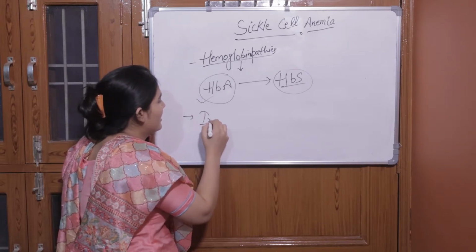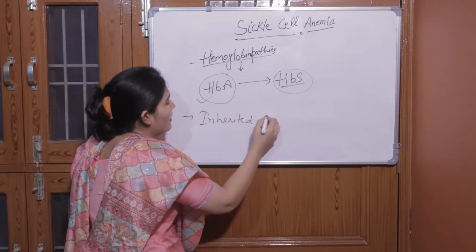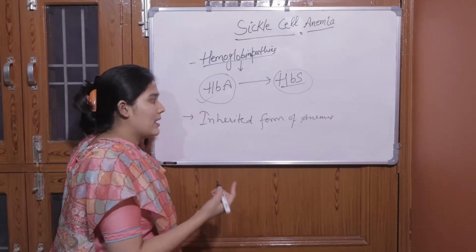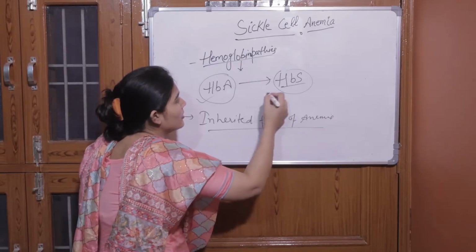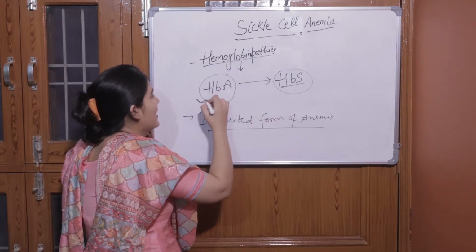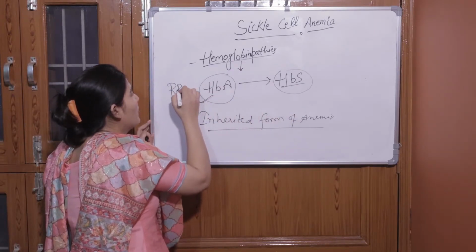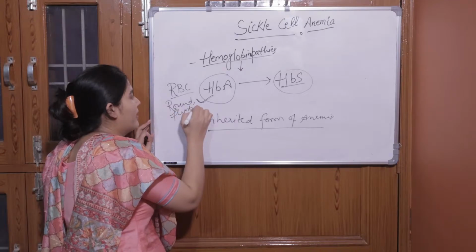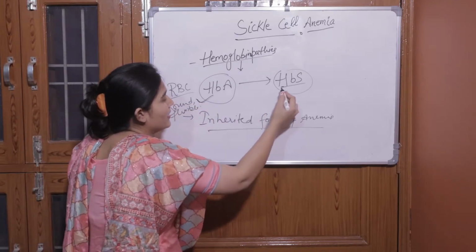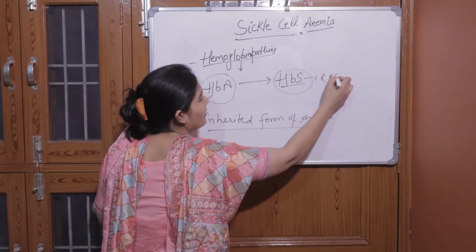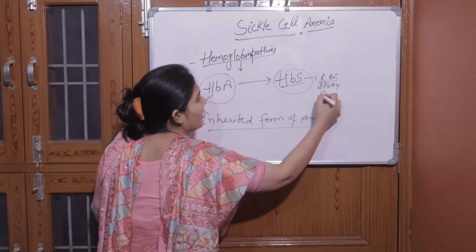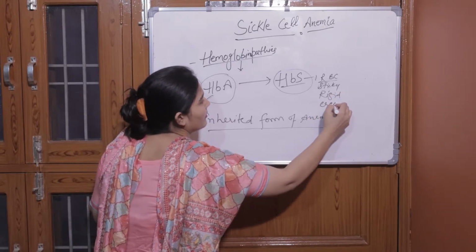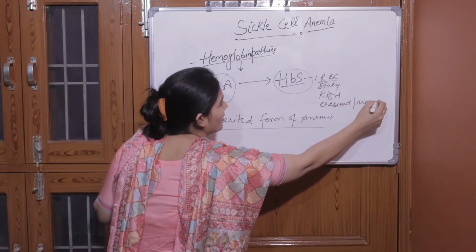Second thing is, it is an inherited form of anemia. So what is happening in this inherited form of anemia? The shape of the RBC is changed. In HbA, that is in hemoglobin of adults, the RBCs are round in shape, flexible in nature and moving in nature. Whereas in HbS, the RBCs are sticky in nature, rigid and crescent shaped. Crescent or moon shaped RBC.